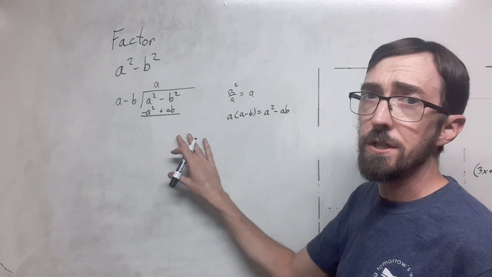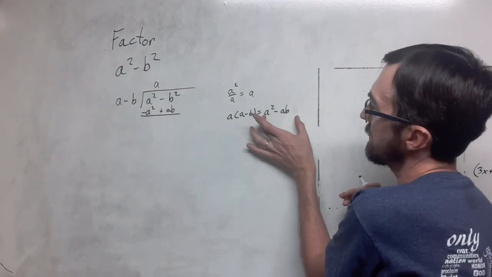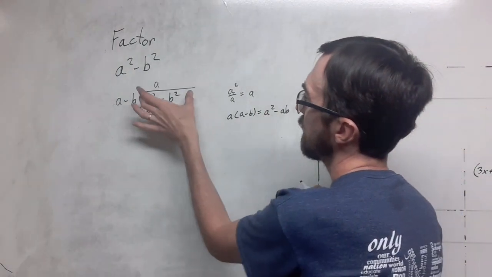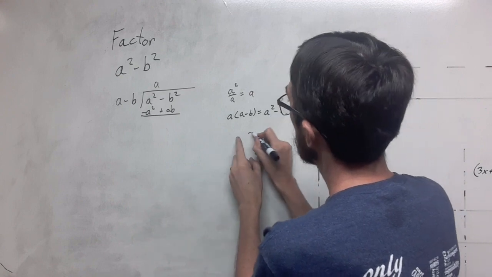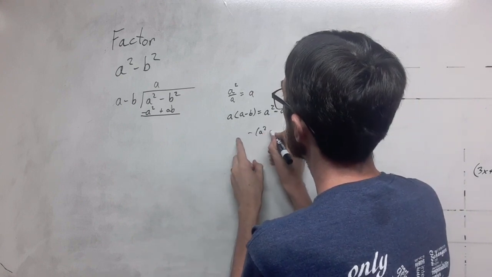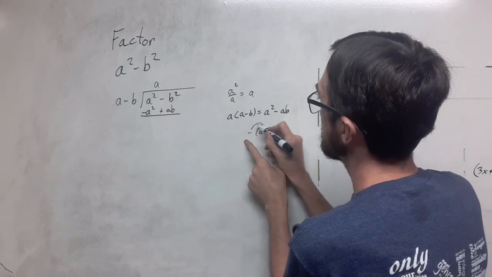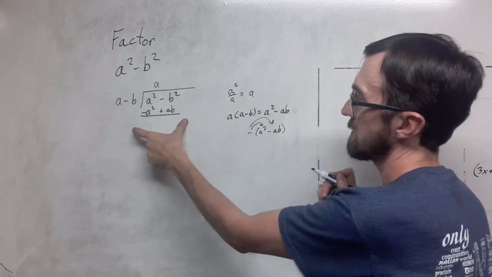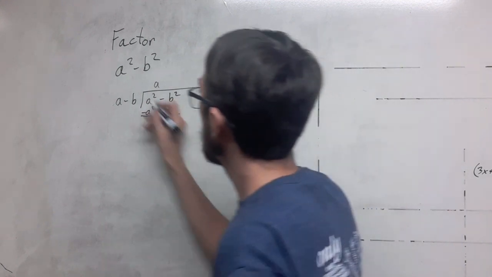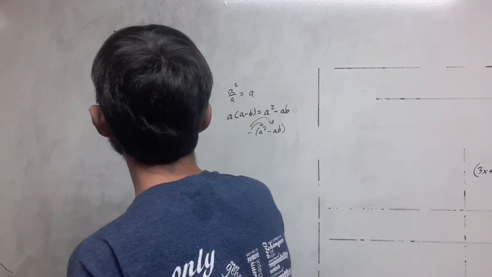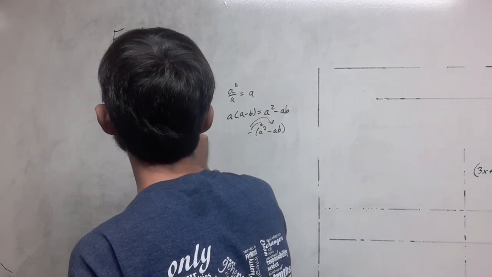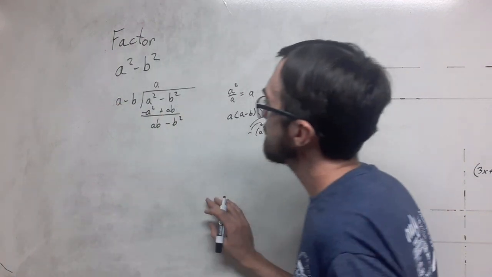You see some sign changes because I'm subtracting this whole polynomial from this polynomial, so we're looking at this where the negative is distributing across this. That's where these signs come from. So the a squared is gone. We have ab minus b squared.